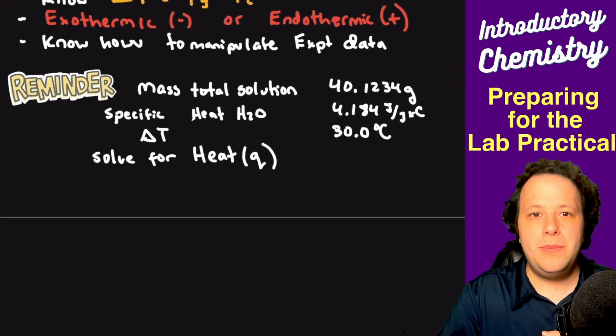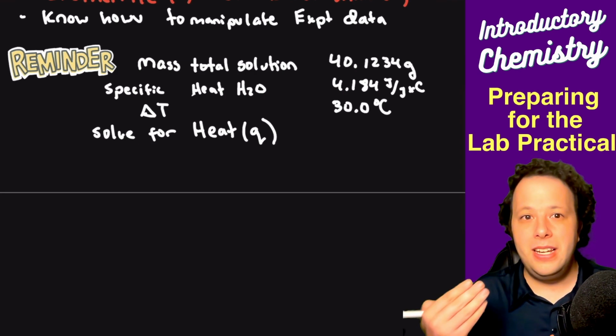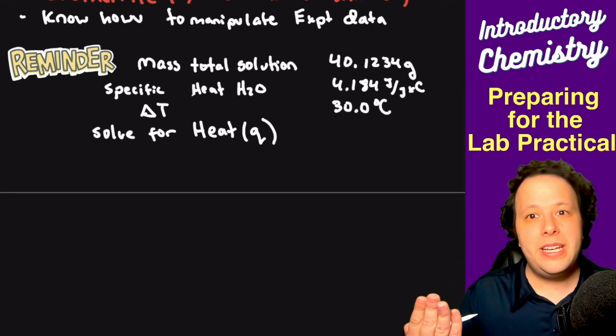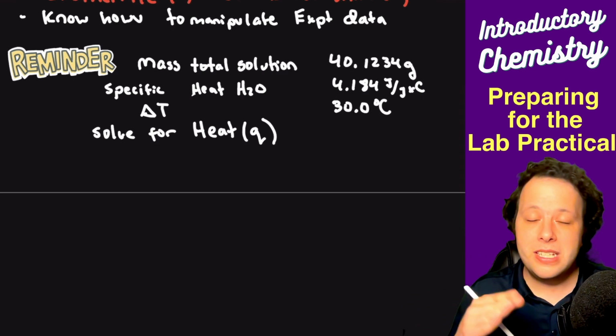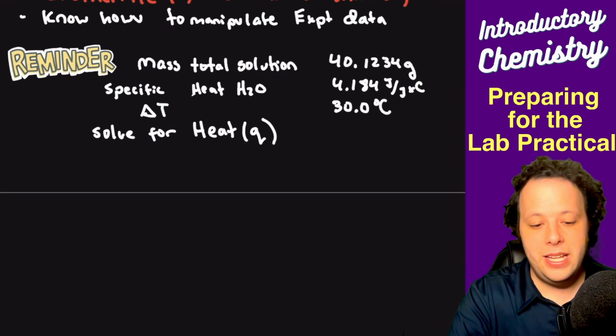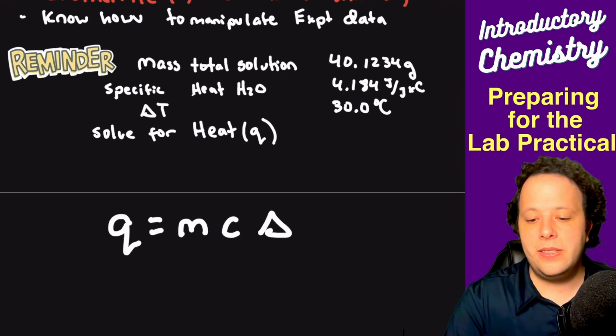So when it comes to trying to calculate these, you might be given a data set and told, solve for heat. Could you do it? You have to be given the values. The first thing is you always take your total mass of the solution. That will be your mass in that MCAT equation. So we have Q, MC, delta T.